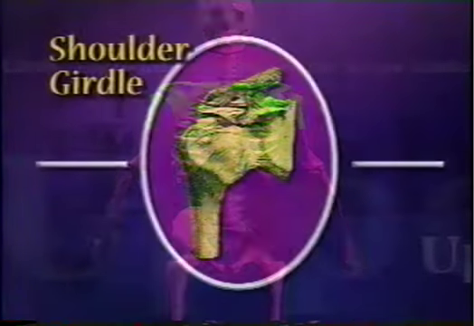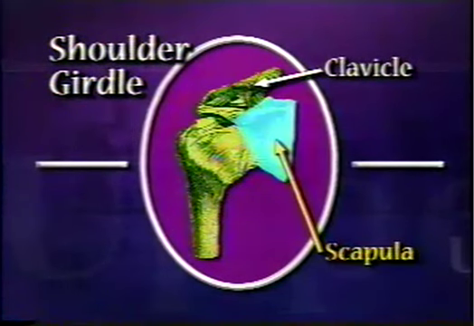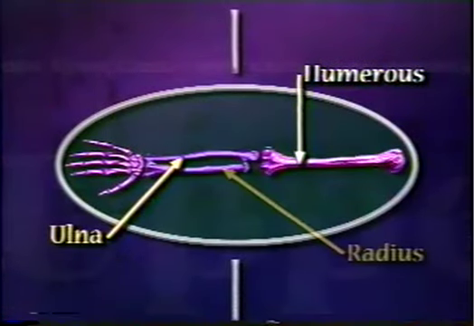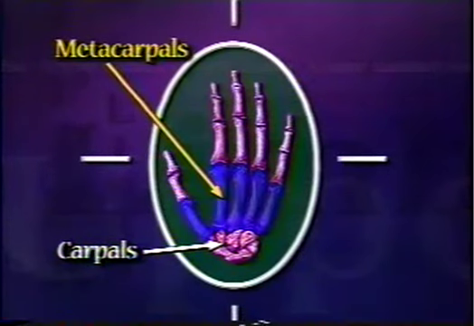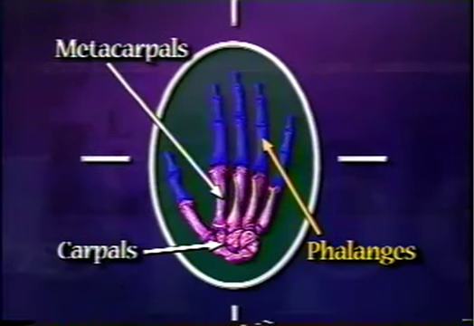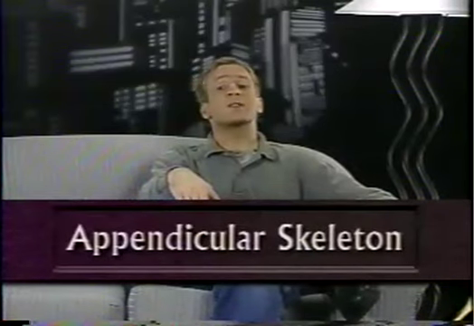There's the shoulder girdle made up of the clavicle and scapula. And then there's the humerus, ulna, radius, 8 carpals, 5 metacarpals, 14 phalanges, and a whole lot of love. And that's it for the upper limbs of the appendicular skeleton.